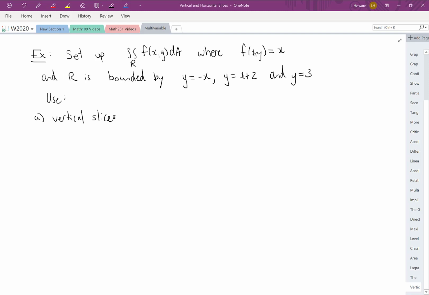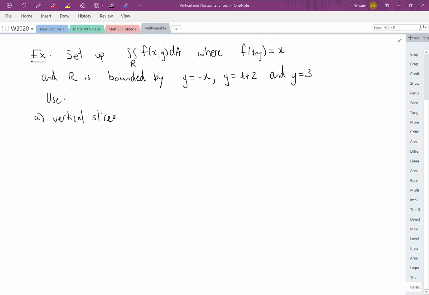So in this example, we want to set up a double integral over the region R. What we're integrating is f times dA. We're told what the function f is, just the function x. And R is always a region of the xy plane in this context. In this case, it's bounded by the three lines that are described in the question. And in part A, we're going to do the setup using vertical slices, and then we'll do a part B where we go through the exact same problem, but we do it using horizontal slices.